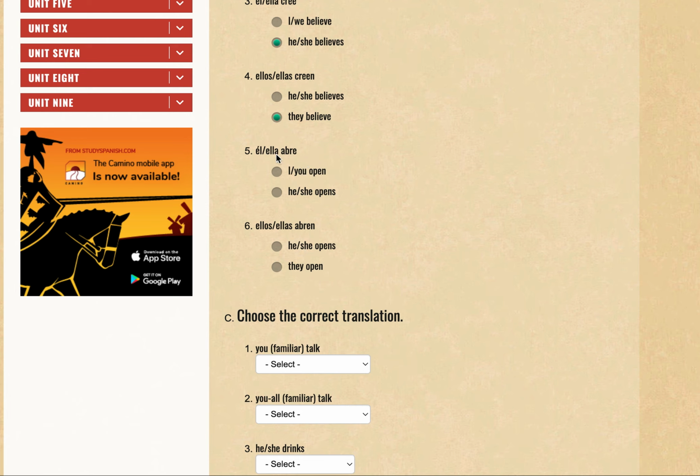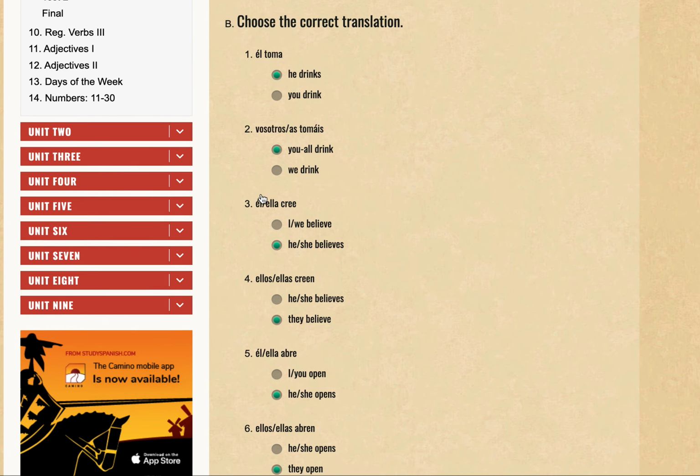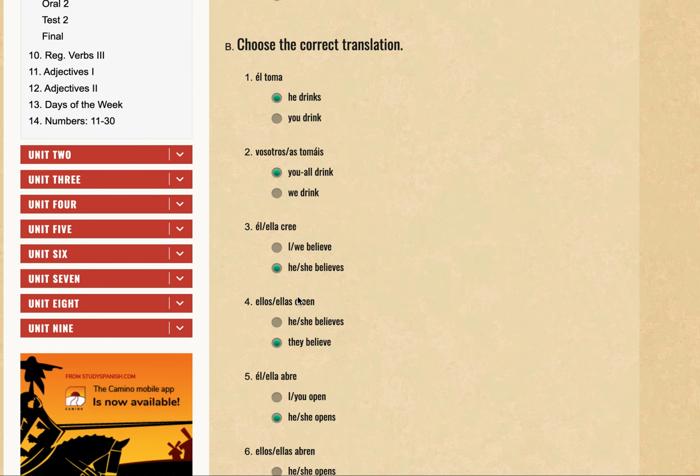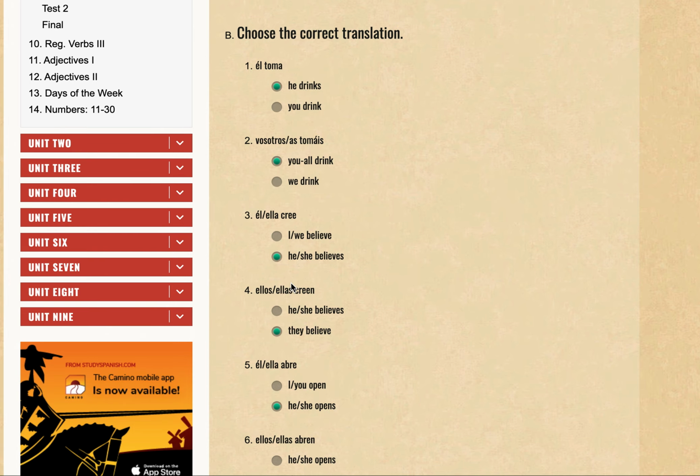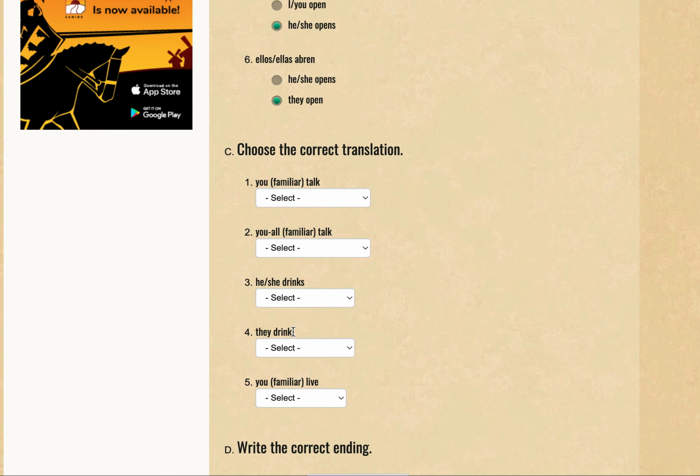Él and ella abre. Abre is open. Él is he. Ella is she. He or she opens. Next is ellos, ellas abren. They open. Because again, we've seen ellos, ellas, and even though in Spanish we can distinguish between they masculine and they feminine, in English you just have one word, which is they, to generalize it. Okay, so looks like we completed this section. It's not too bad. Let's go to the next one.